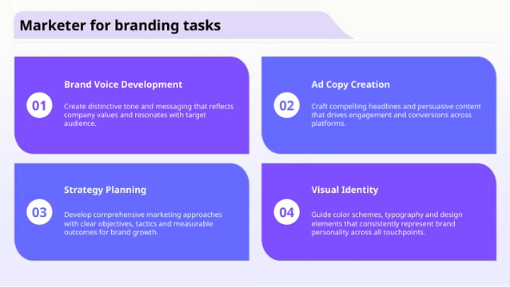Next, we move to ad copy creation. Here, the goal is to craft compelling headlines and persuasive content that grab attention and encourage action. Whether it's social media, websites, or ads, the right words can drive engagement and conversions across all platforms. Then we have strategy planning. This is about developing a comprehensive marketing approach. It involves setting clear objectives, choosing the right tactics, and establishing measurable outcomes. Essentially, it's our roadmap for how we'll grow the brand strategically and effectively.